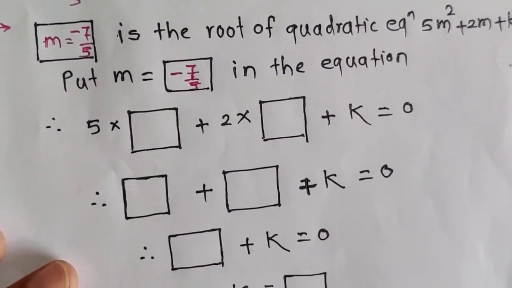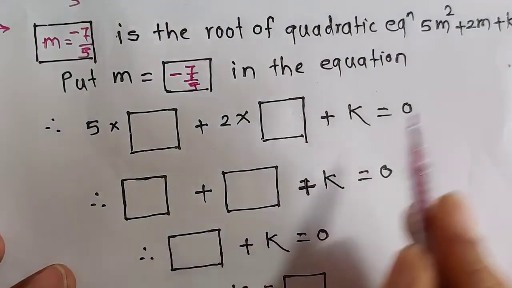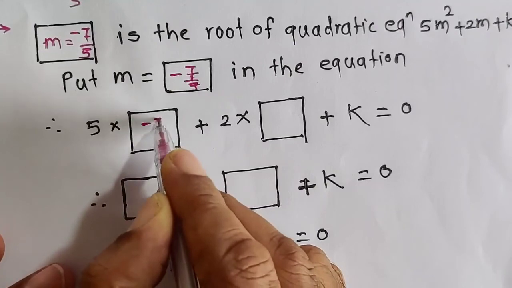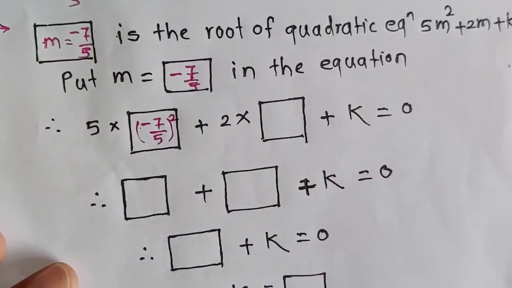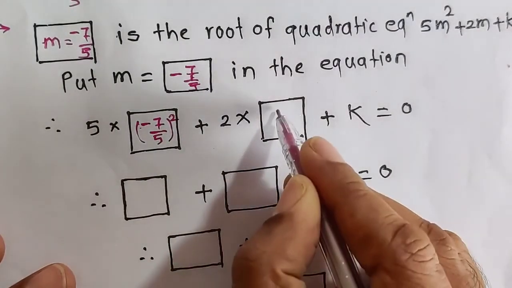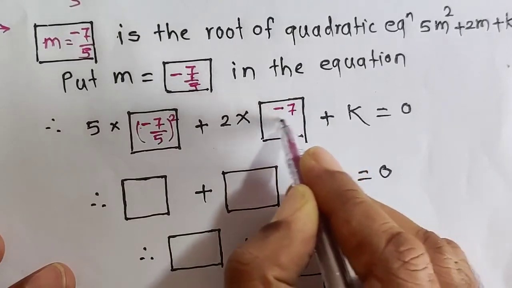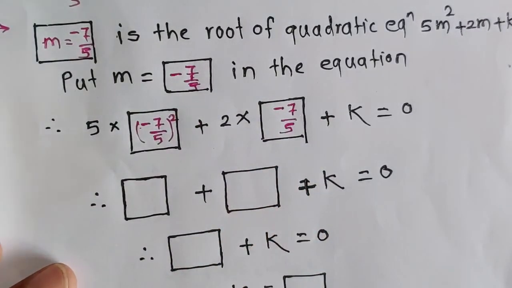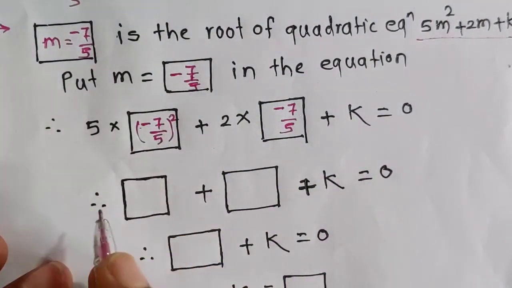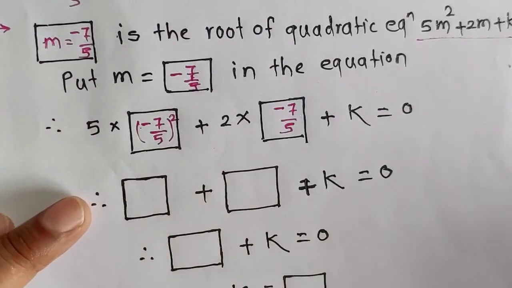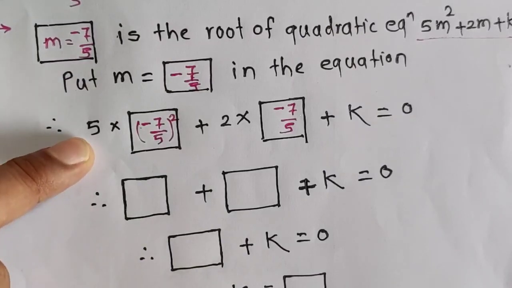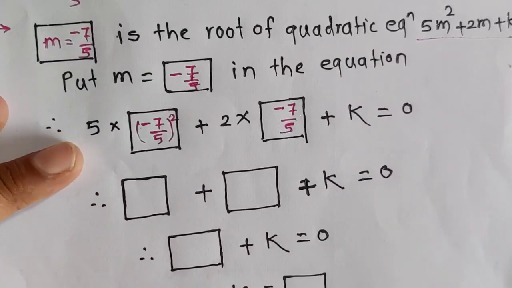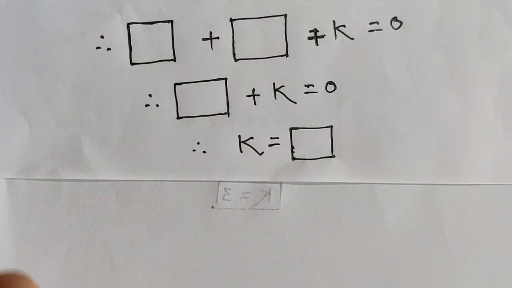Now substitute. The equation is 5m square. M square means minus 7 upon 5 bracket square. Here 2m means 2 into minus 7 upon 5, plus k is equal to 0. Means substitute the values of m. This is the given equation. From that substitute m. So here simplify this one in rough work. So here we can simplify on the rough paper. Don't write directly.